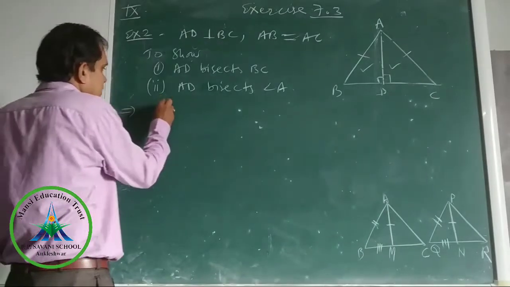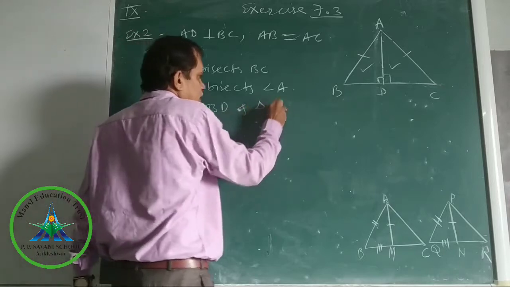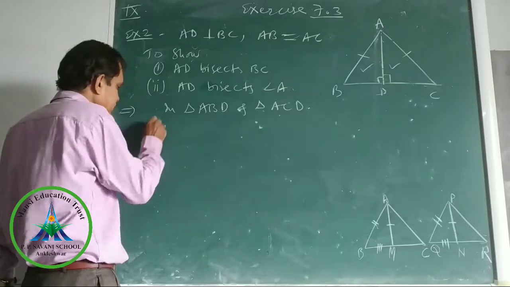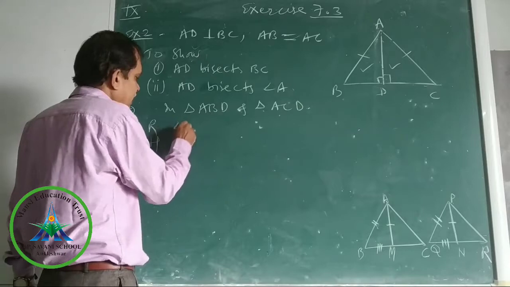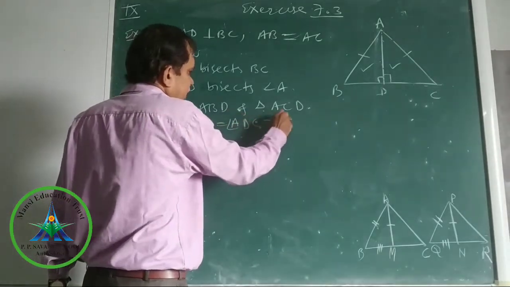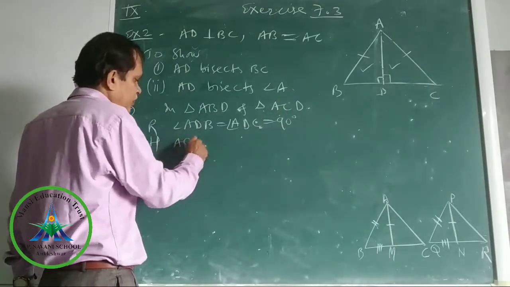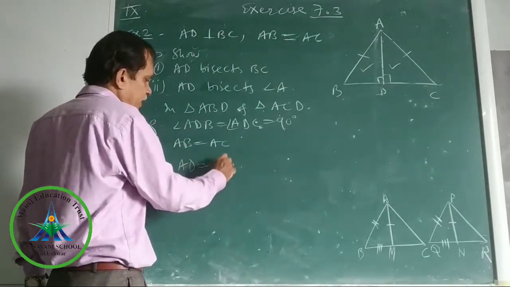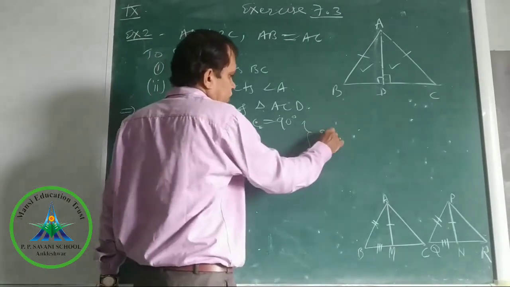See, triangle ABD and triangle ACD. Which rule? RHS. So right angle, which right angle? Angle ADB, put angle ADC, put 90 degree. Hypotenuse AB equal to AC. Side AD equal to AD, common. And first two are given.